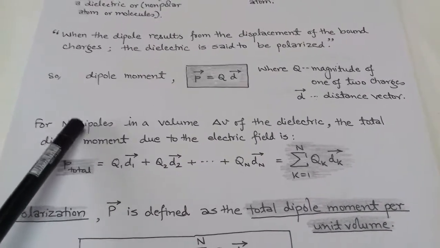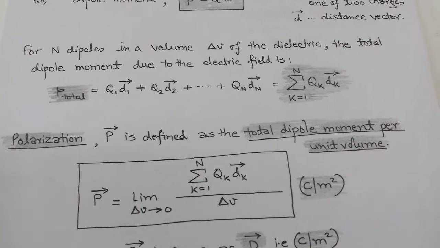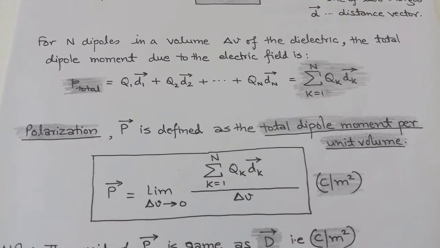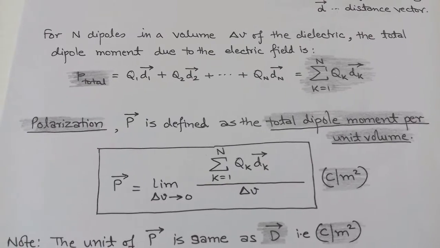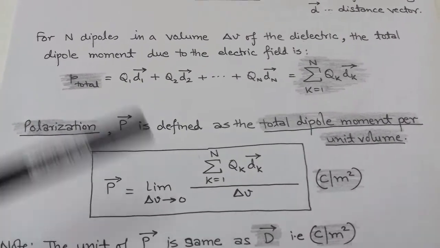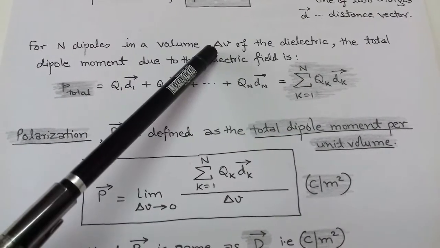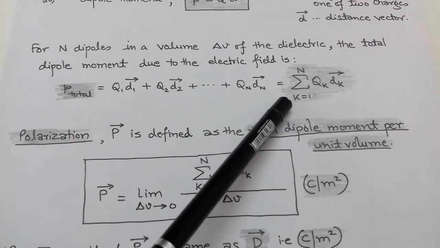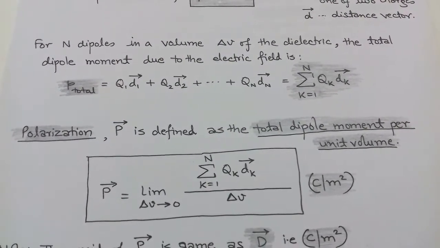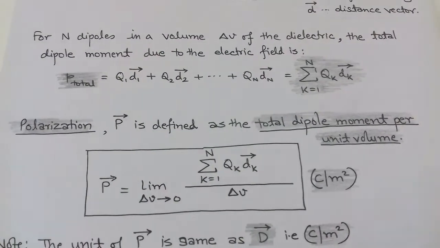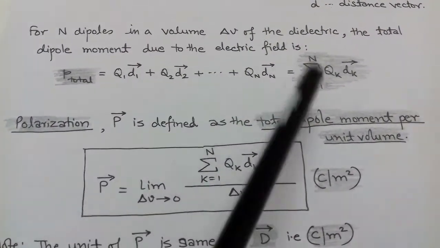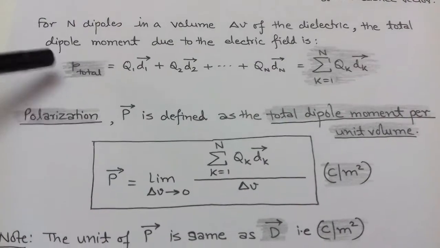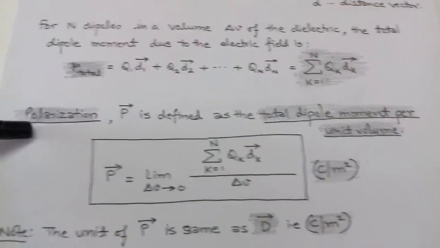So this is the formula of dipole moment. Now, since the dielectric has a number of such dipoles, here we consider n dipoles in a volume delta V. So the total dipole moment due to this electric field is the summation of individual dipole moments. Here we take a summation from 1 to n, and that is called the total dipole moment.